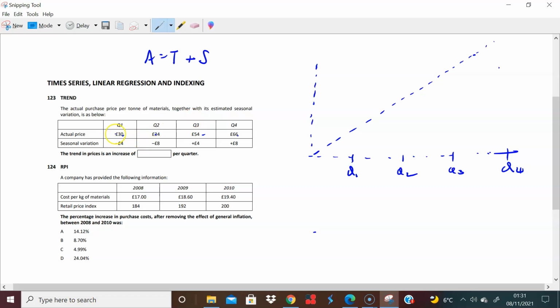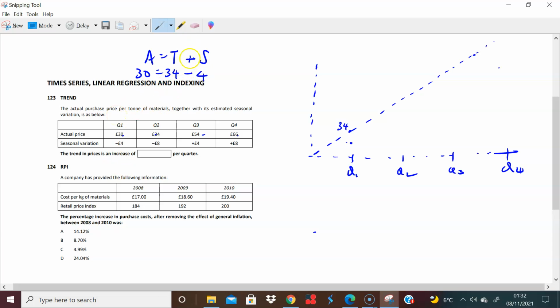So what does this tell me? First of all, we start off saying the actual price all in is $30. That's the actual price. And it's telling me that it's 4 below the trend. You're here at 30, and you're 4 below the trend. So your trend is actually here at 34. So we say actual is 30 and the trend is 34, so this is minus 4. That's what we're saying.